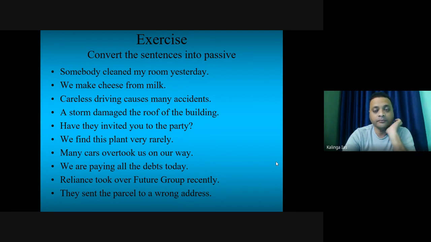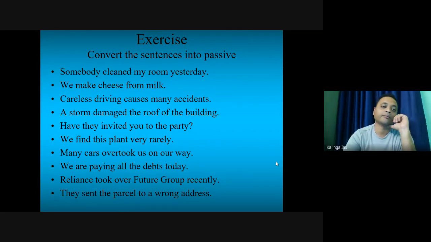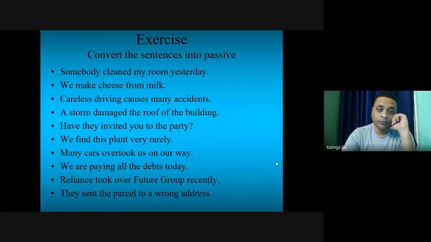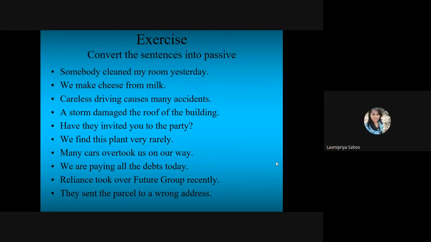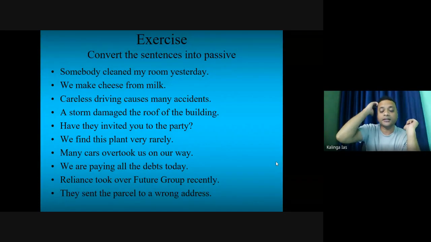Hey Lucky, are you done? Yes, sir. Okay, let's start the discussion. Somebody cleaned my room yesterday. Passive: My room was cleaned yesterday. My room was cleaned. Okay, right.